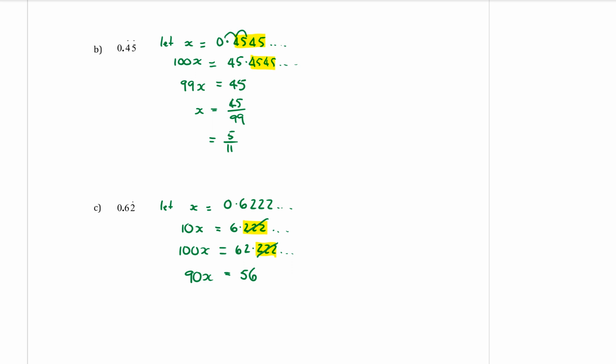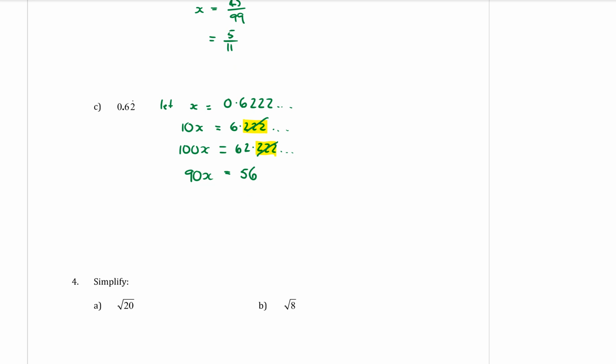Then all I have to do is divide by 90, both sides, to get 56 over 90. Check to see if that simplifies. And it does. It's 28 over 45. Perfect. So just type that fraction into your calculator to simplify it down, or you could do it in your head if you like to divide stuff like that.